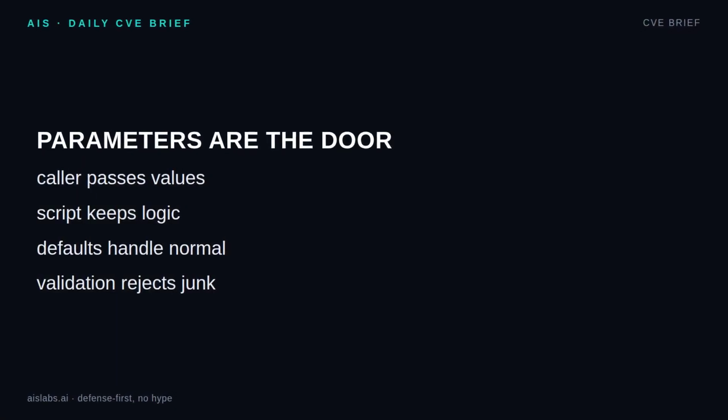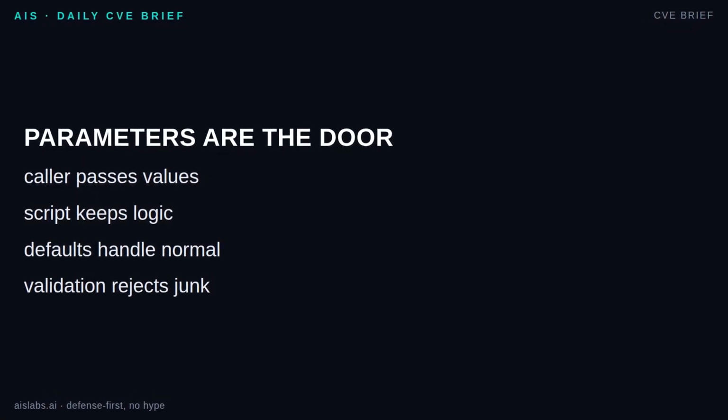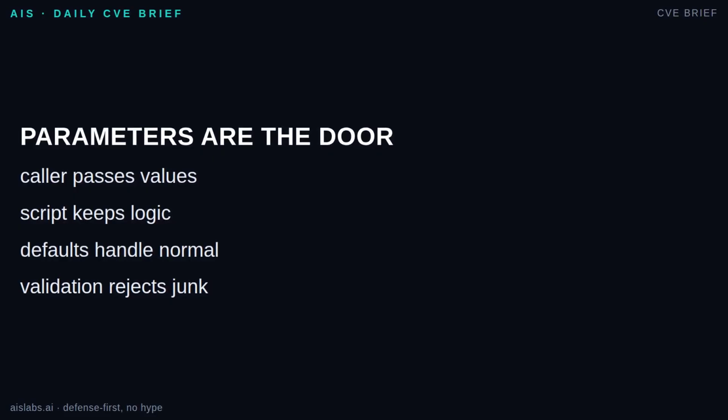A parameter is the front door of your script. The caller supplies the values that change, and the script keeps the logic that should not change. In PowerShell, that usually starts with a param block near the top of the script. Instead of editing line 7, you run the same file with -ComputerName SRV01 or -ComputerName SRV02.